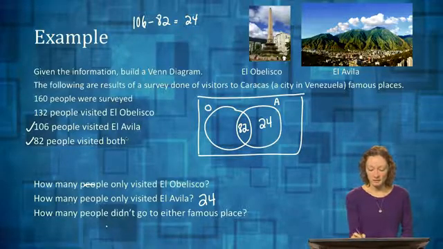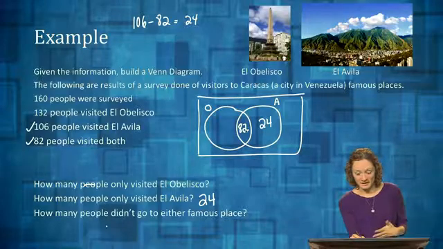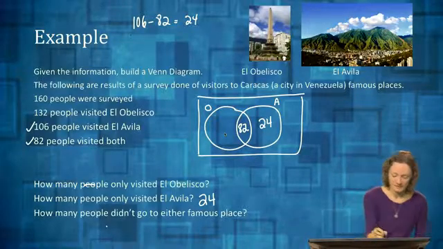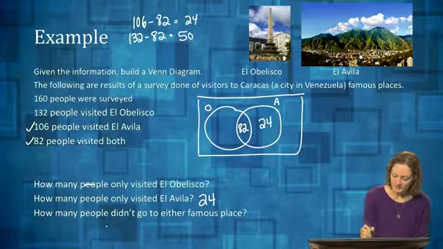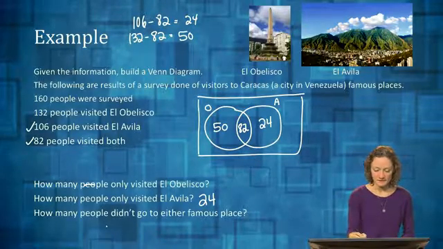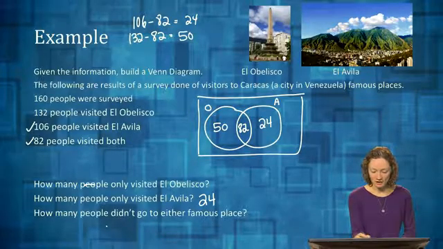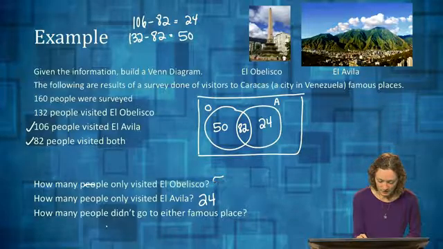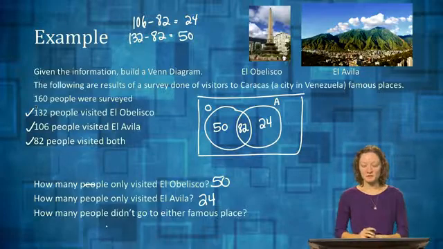132 people visited El Obelisco. So here's the circle for El Obelisco. There have to be 132 inside this circle. 82 is already taken up, so what does the remaining piece have to be? 132 minus that 82 we've already counted. So there are 50 inside this region. So 50 went to only El Obelisco. Still have 132 total, but 50 of them only went to El Obelisco. 82 did both. So we can answer that one. Used.